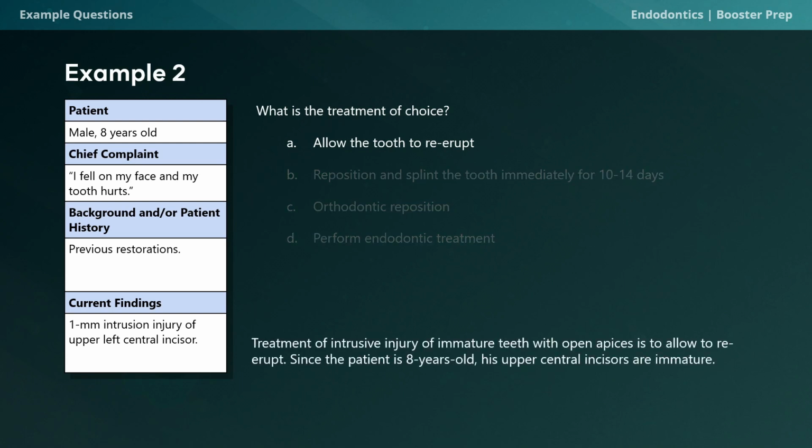So the key here, guys, is the patient's age. They are 8 years old, which means that it's very likely that their left central incisor is not fully formed yet. It has an open apex. And in these situations, the protocol is to allow the tooth to re-erupt naturally because of the high likelihood of the tooth healing by itself.